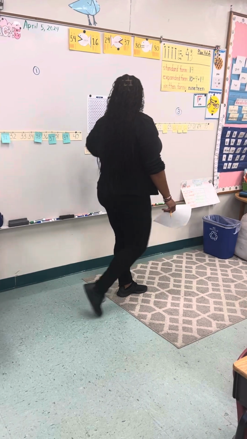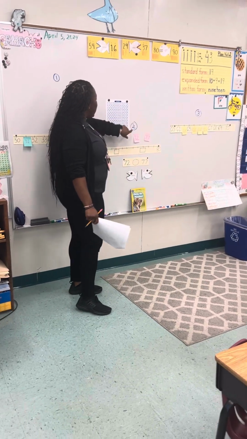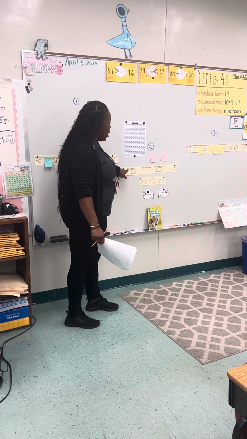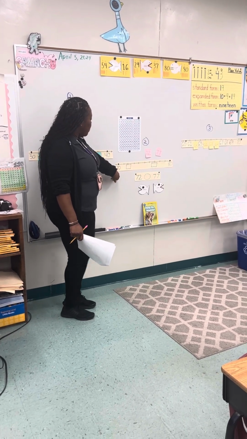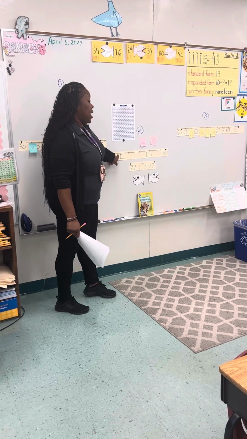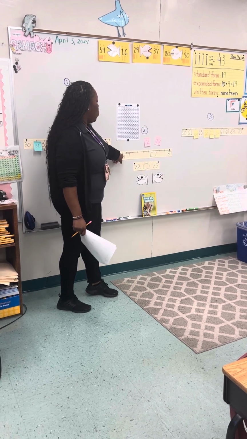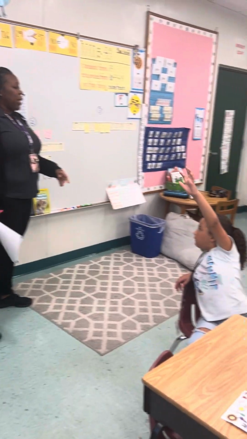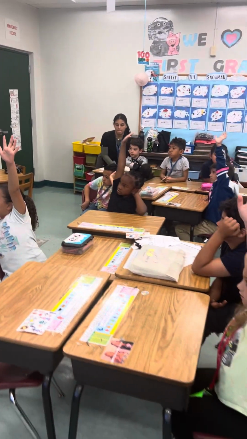So if you get confused, remember, your 100s chart is here. You can start at 70. These lines represent a number spot. So this is 70. 71. Okay, so just so you know, these lines represent a number space. Who thinks they can come up?